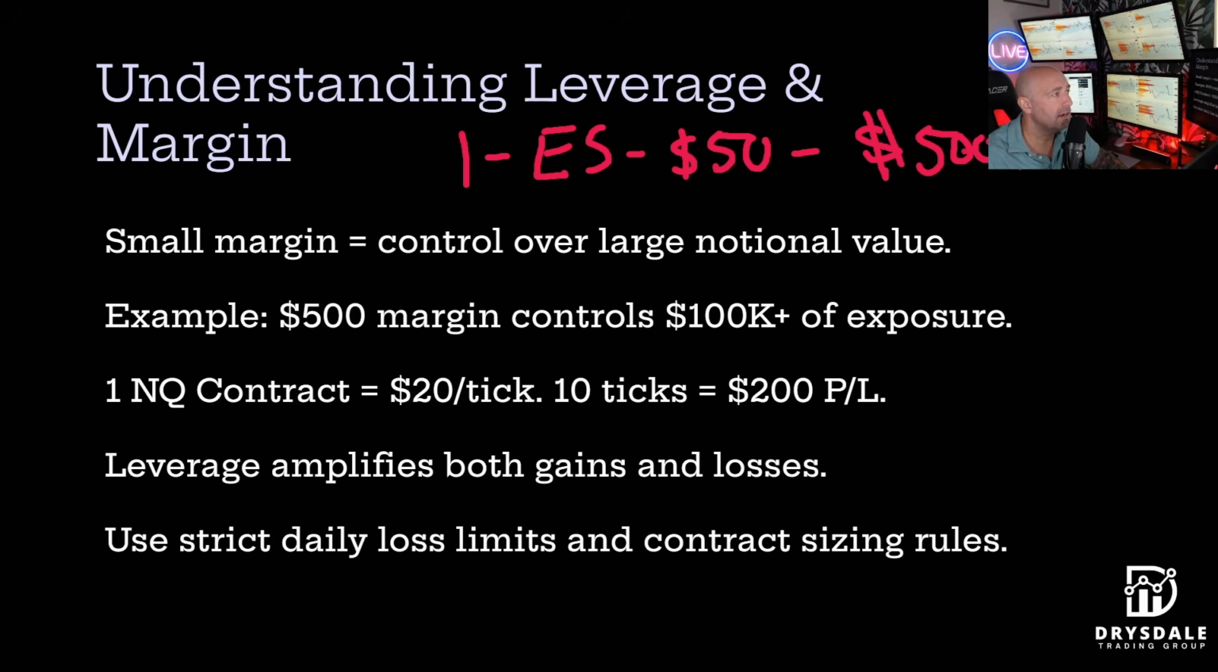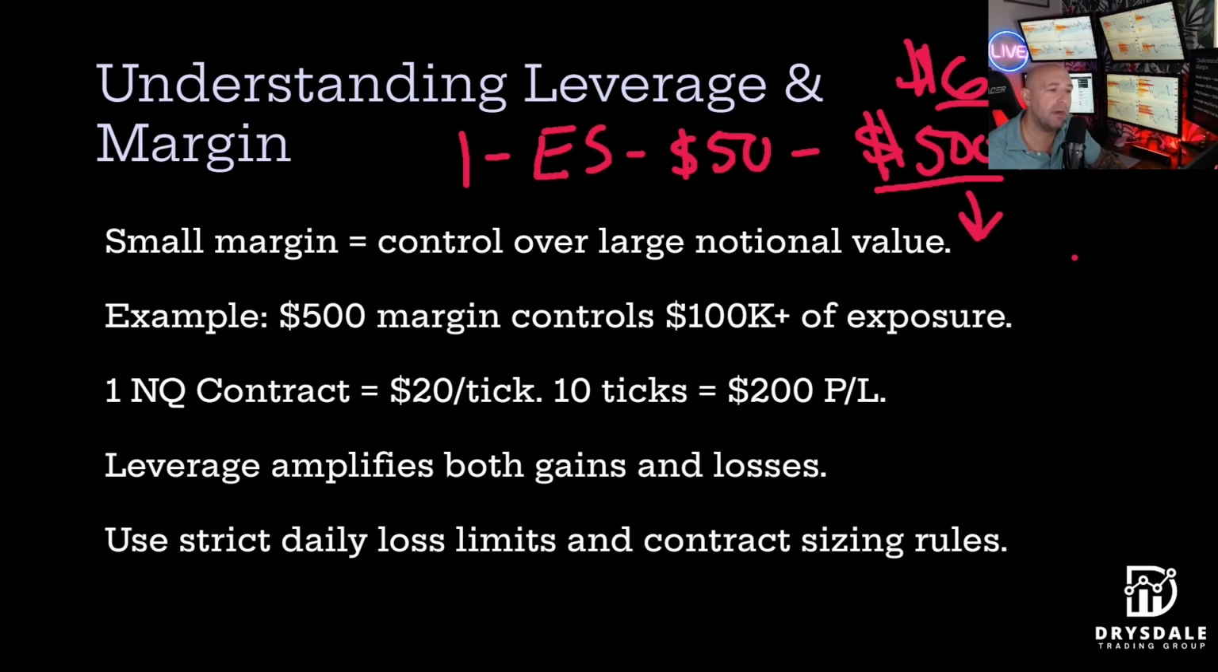So if I have $600 in my account, say, and I trade one ES mini that requires $500, if it goes into loss by more than $100 and I drop below $500, they will automatically close my position.